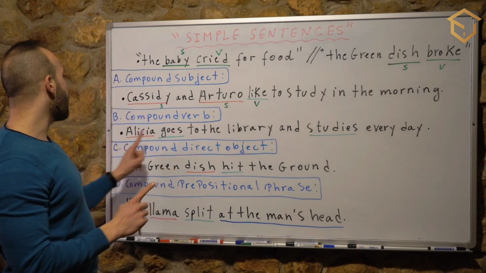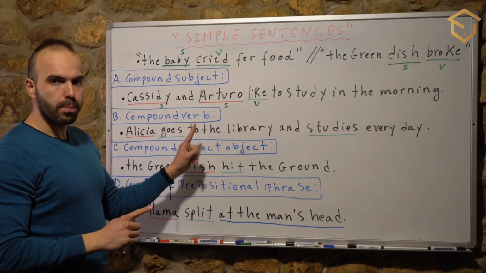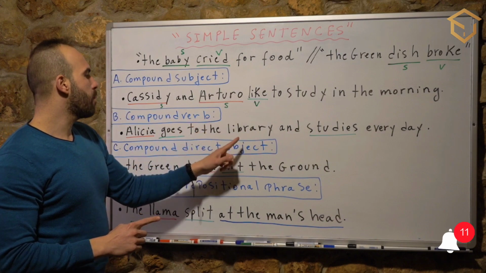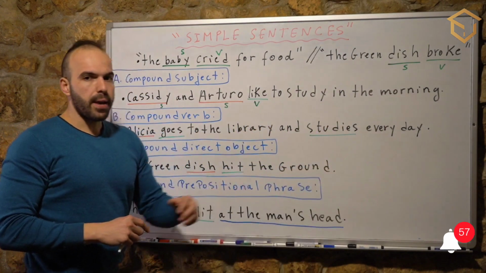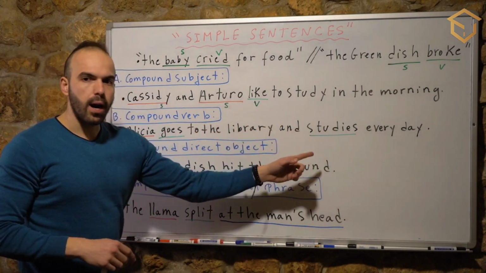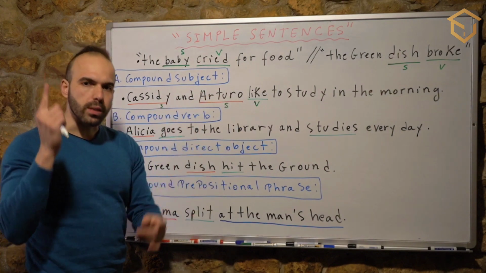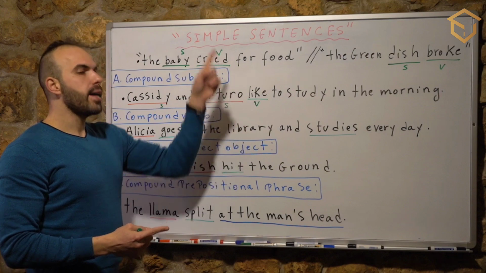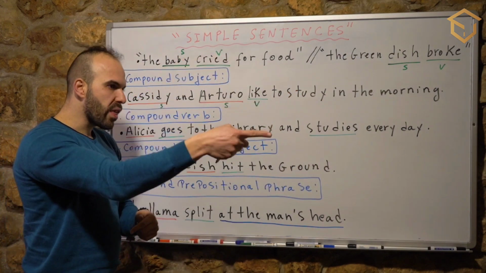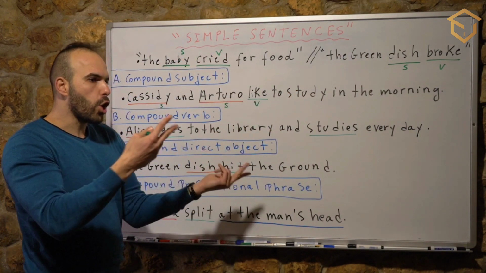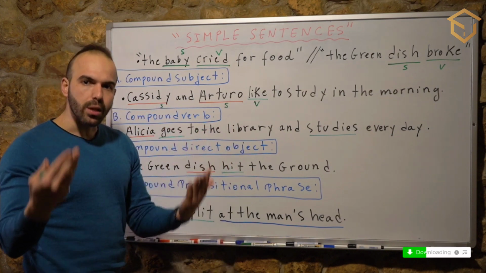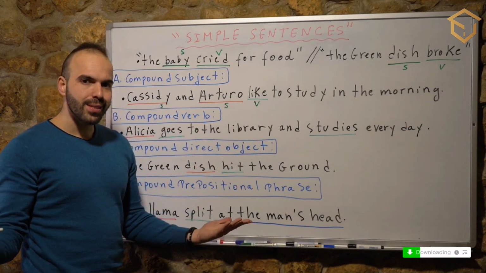Moving to the second type, which is compound verb simple sentences. For example, Alicia goes to the library and studies every day. So we have two verbs here, but it still expresses one single thought, because Alicia goes to the library and studies. So she goes there and studies. Okay, so we don't have two thoughts. It's still one single thought. So it's still a simple sentence.